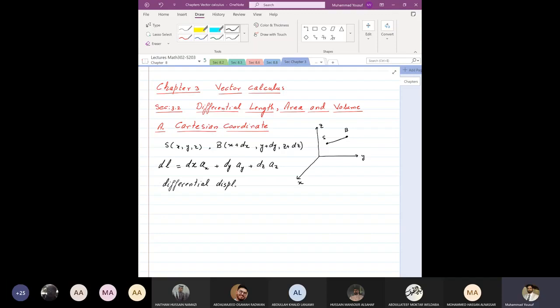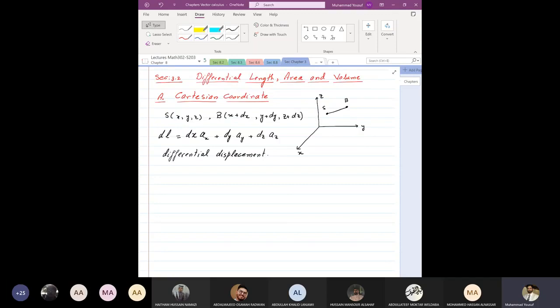Now the second thing is displacement in the surface area. Suppose that's a three-dimensional box.